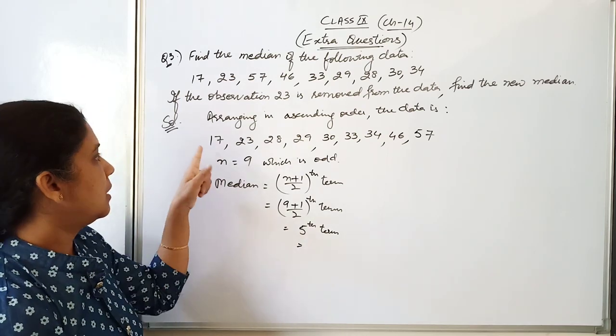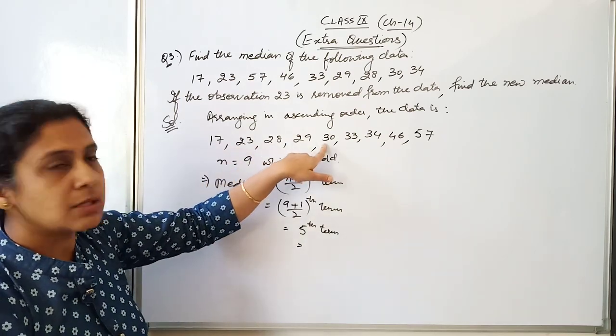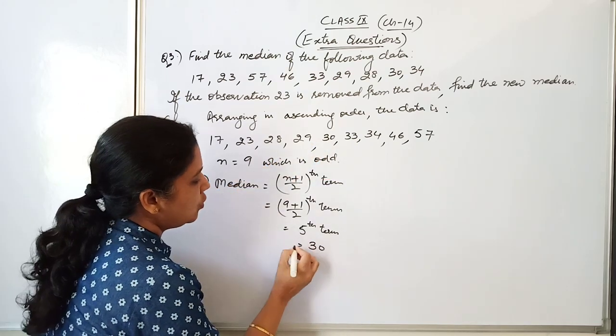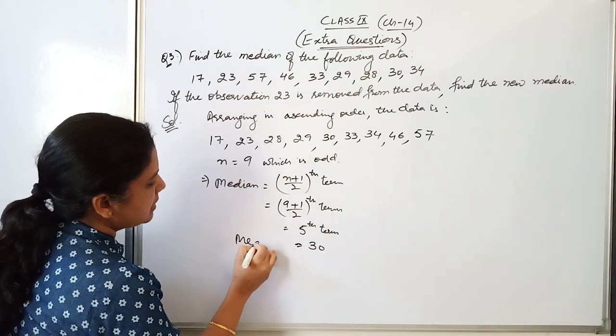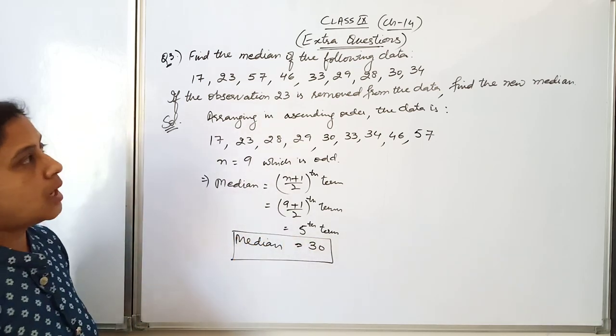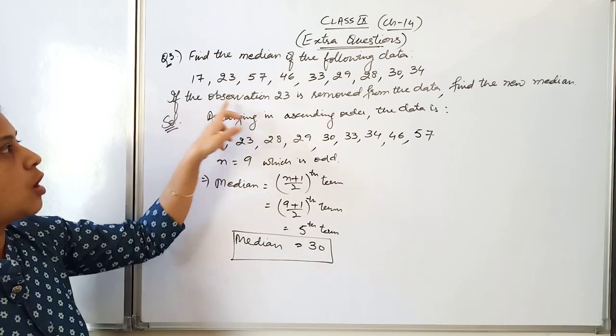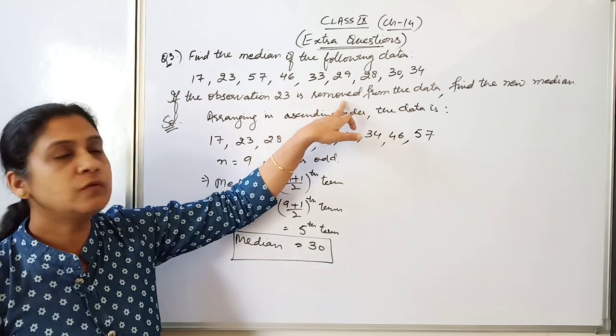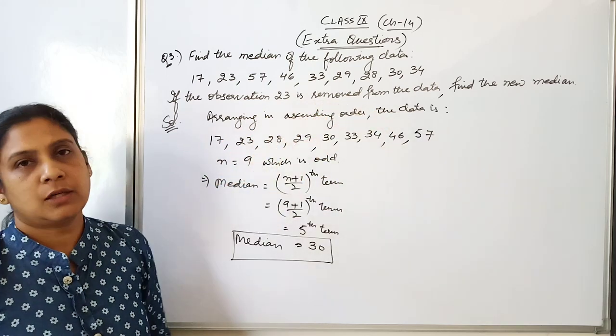Now we are going to go back to the ascending order and we are going to pick the 5th term. 1, 2, 3, 4, 5. So this is the 5th term, 30. So the original median is 30. This is the first part done. Now I come to the second part. If the observation 23 is removed from the data, then find the new median.